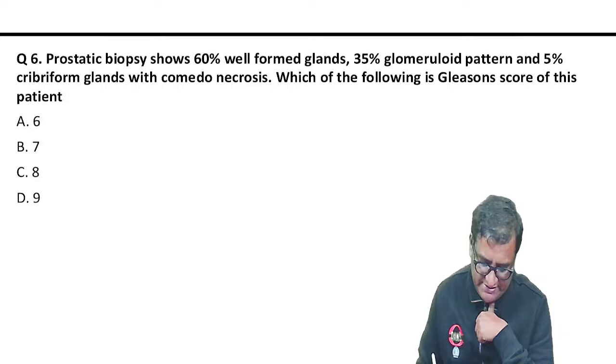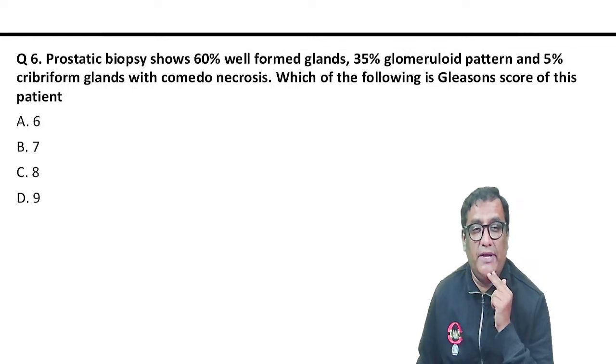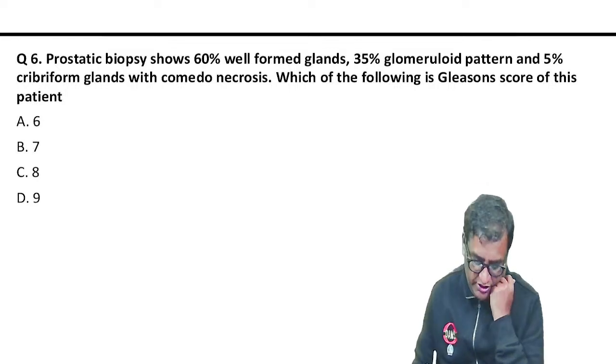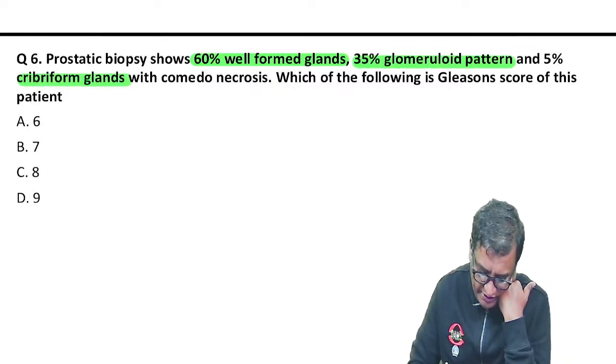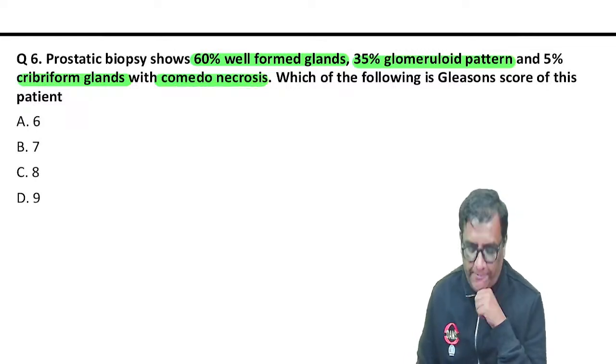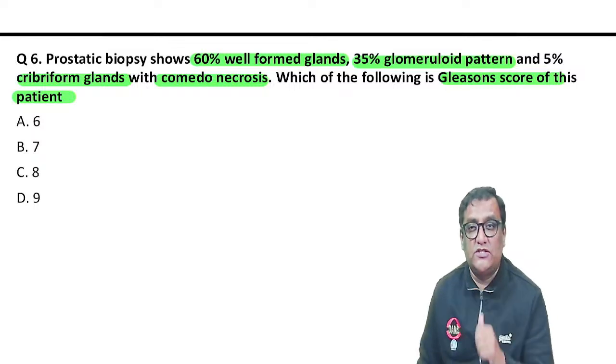Next, question number 6. Okay, what is this question now? Let us look at this question. Question number 6. Slightly tougher one, but yes, such questions do keep coming in INICET especially. Prostatic biopsy shows 60% well-formed glands, 35% glomeruli pattern and 5% cribriform pattern with comedonecrosis. What is the Gleason score of this patient?